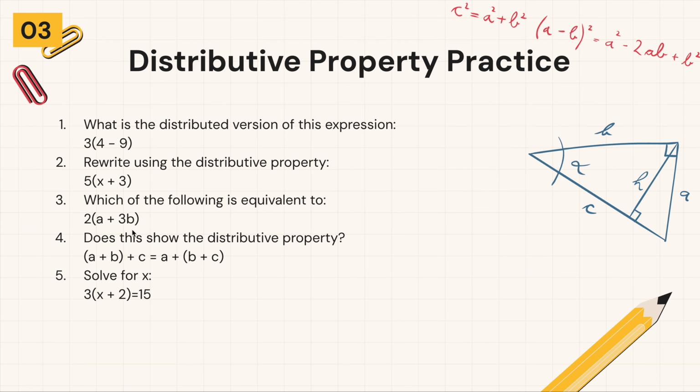So no. And then you have this, solve for x. So you can see we have a full equation here. You apply the distributive property to this. This becomes 3 times x plus 3 times 2, which is 3x plus 6, is equal to 15. You have a simple equation, and then when you solve this equation, you get 3x is equal to 9, and then x is equal to 3.